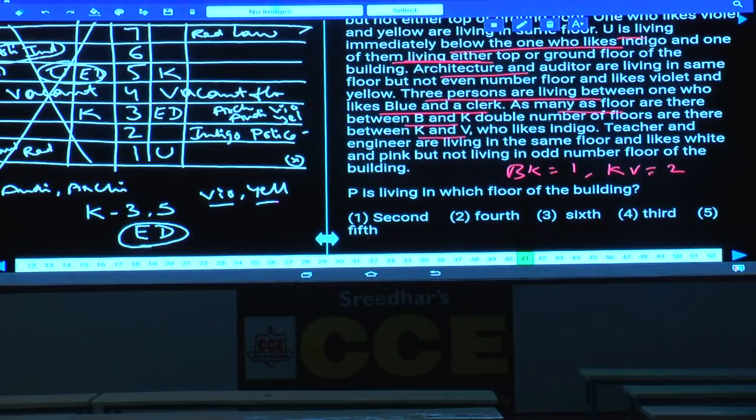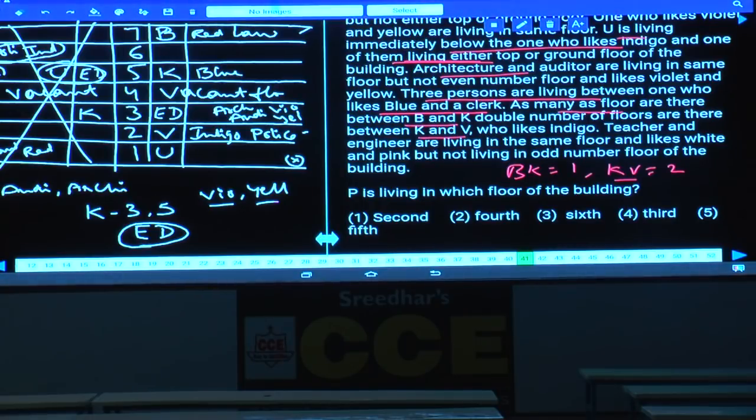Not possible. As it is not possible to have 4 floors between K and V, hence between K and V there must be only 2 floors. As there are 2 floors between K and V, where should this V be? V must be here. If V is here, between K and V there are 2 floors. Between B and K there must be 1 floor. 1 floor means where should this be? B must be on the 7th floor. As B is on the 7th floor, between B and blue there must be 1, hence blue must be here.